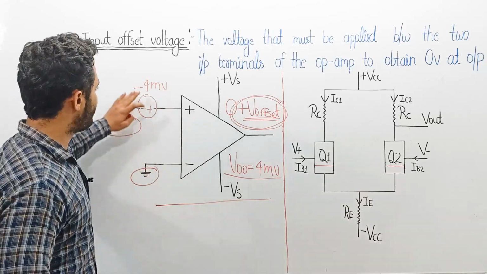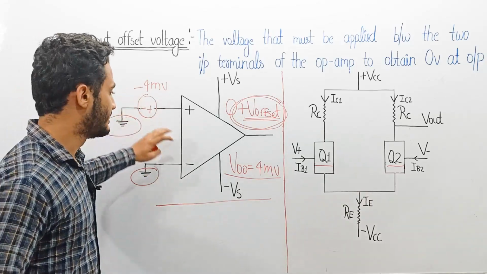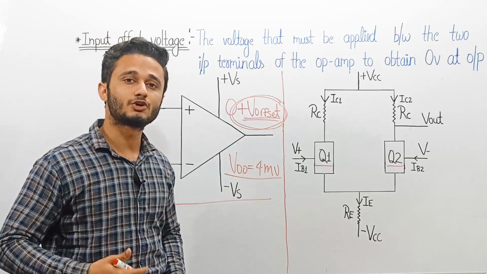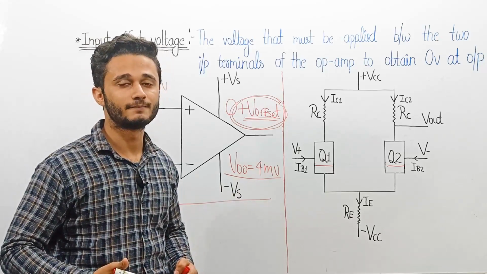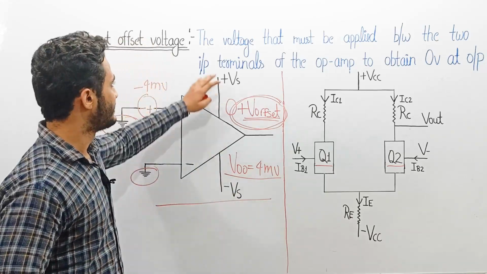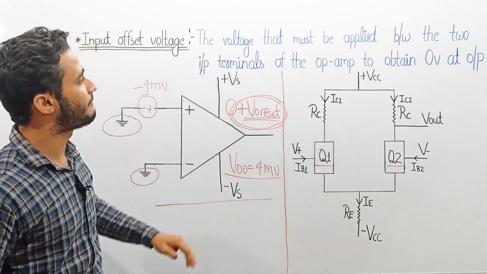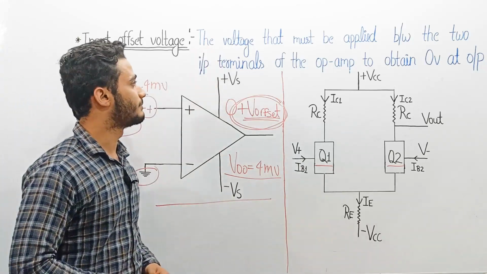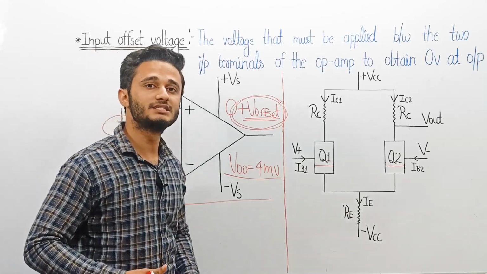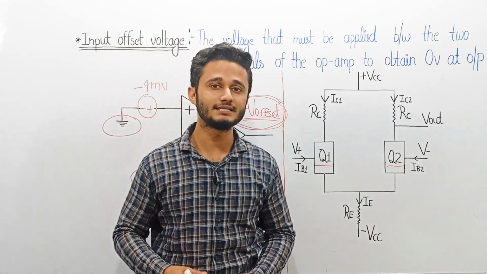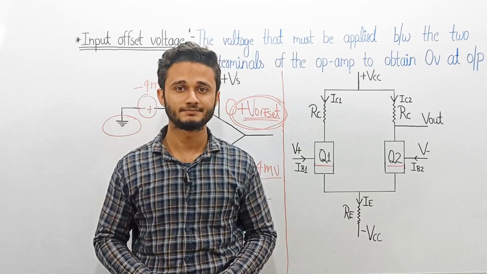So, the input voltage which nullifies this output offset voltage is called as input offset voltage. Or in other words, we can say that the voltage that must be applied between the two input terminals of the op-amp to obtain 0 volt at the output is called as input offset voltage.